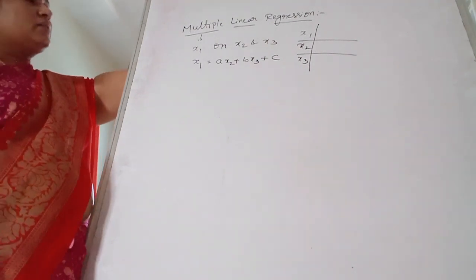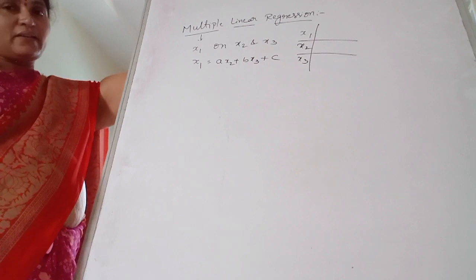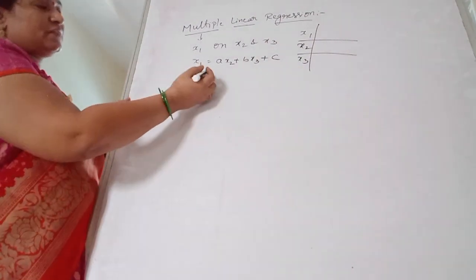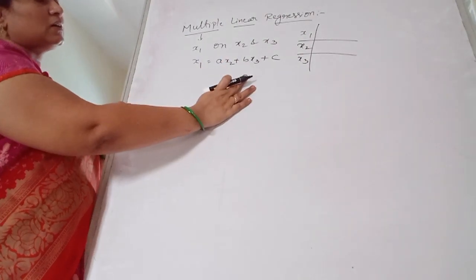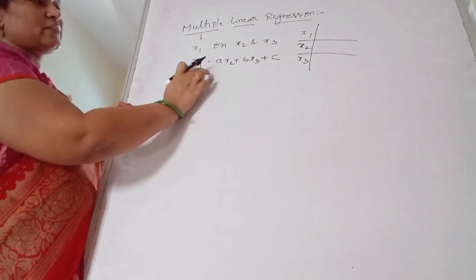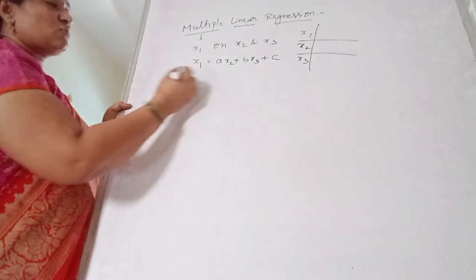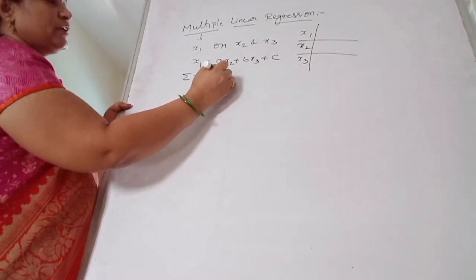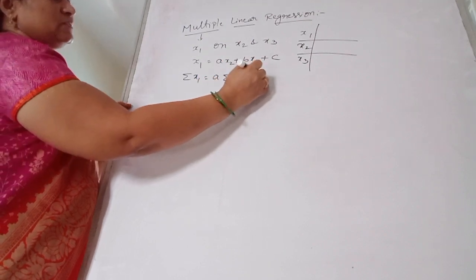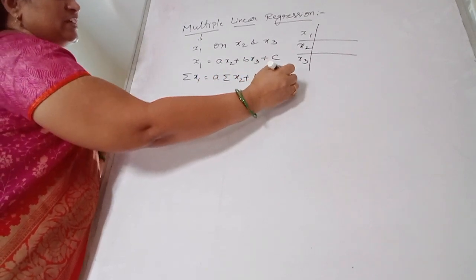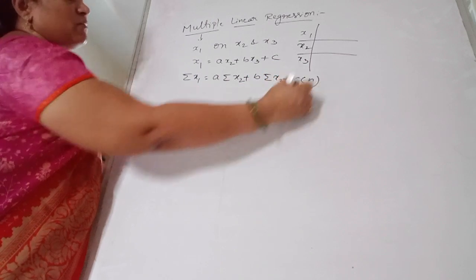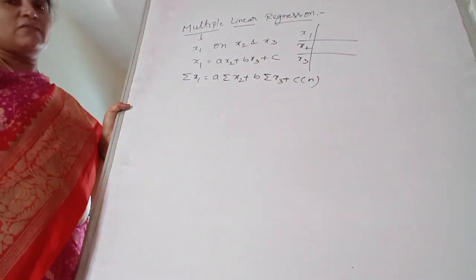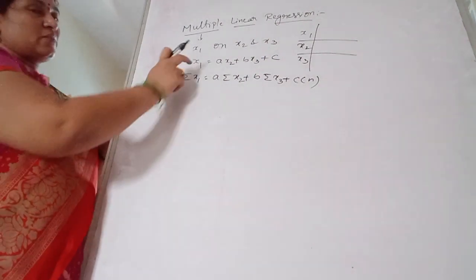In the least squares method, first we form the linear equations. What are the linear equations? The linear equations for this multiple linear regression line of x1 on x2, x3: first of all we apply the summation. Summation of x1 is equal to a into summation of x2 plus b into summation of x3 plus c into summation of 1, that is c into the number of observations. This is one of the normal equations for this equation.